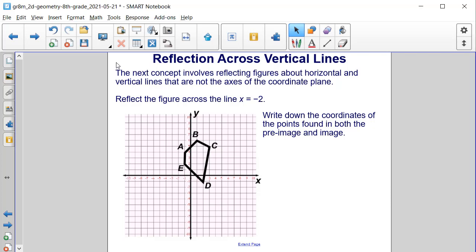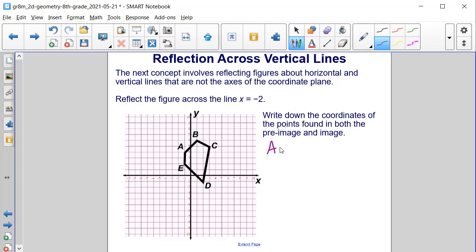The next concept involves reflecting figures about horizontal and vertical lines that are not the axes of the coordinate plane. Let's start with an example. Reflect the figure across the line x equals -2 and write down the coordinates of the points found in both the pre-image and image. Let's actually start by writing down the points in the pre-image.